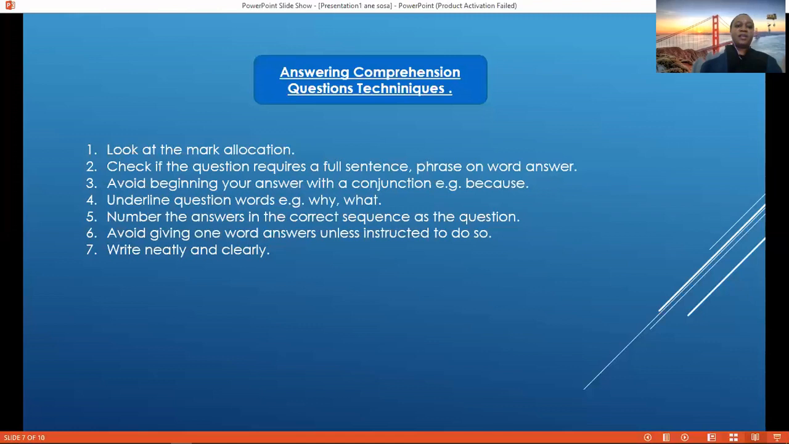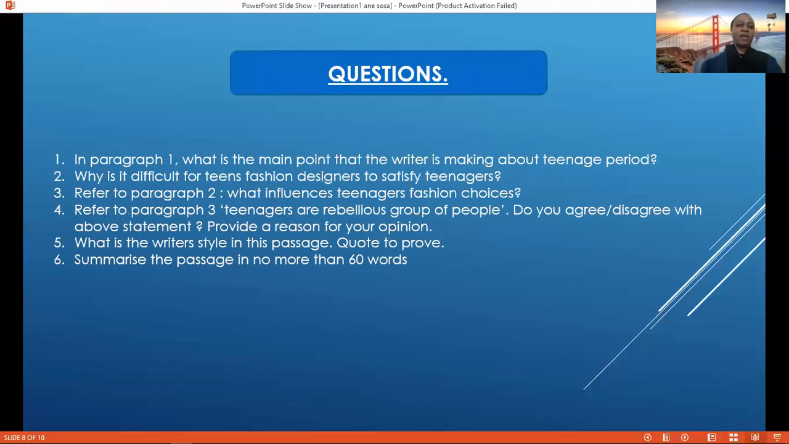Number 5, number the answers in the correct sequence as the question. This will avoid confusion. Number 6, avoid giving one-word answers unless instructed to do so. And number 7, write neatly and clearly. Those techniques will assist us in answering questions and showing us that we have understood clearly the text or the passage at hand. Let's look at the questions now from the text that I just read to you.